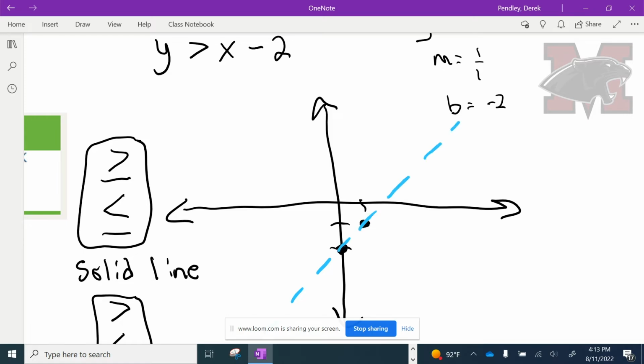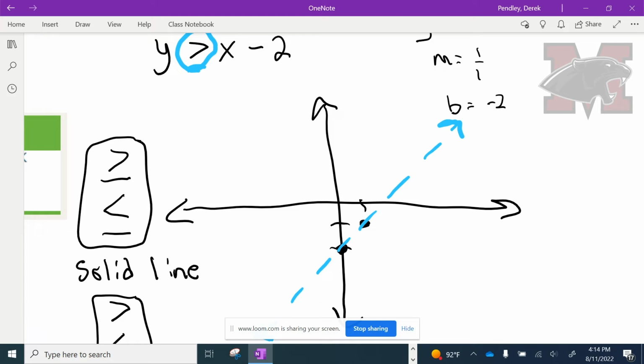Because our original inequality says greater than. It doesn't say greater than and equal to, it says greater than. So we have a dotted line. Now this is the key concept here. If it's saying I want to know any numbers that work where y is greater than x minus 2, then I'm either going to have solutions above the line that are true or below the line that are true. So we need to find out which ones are which.